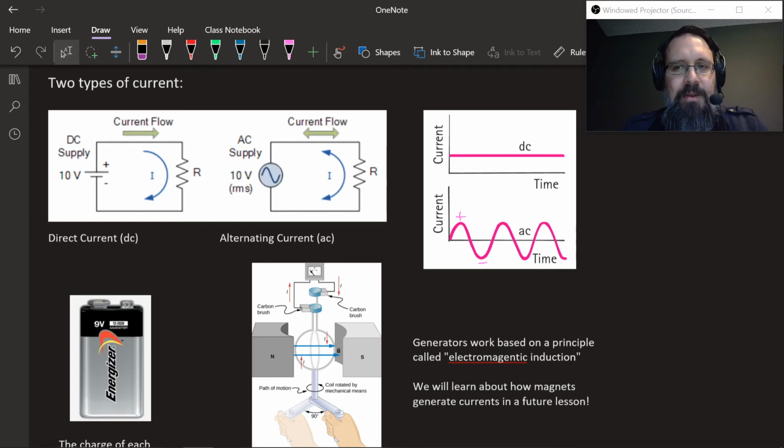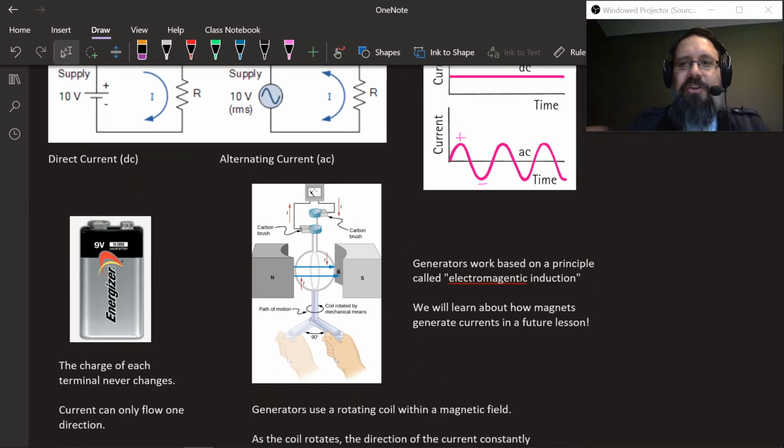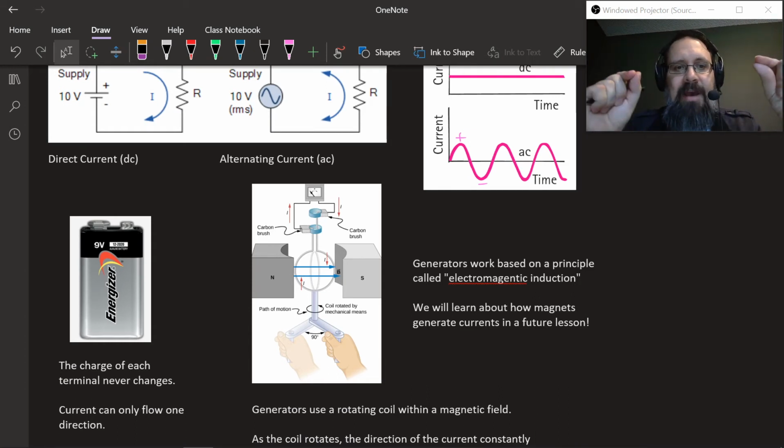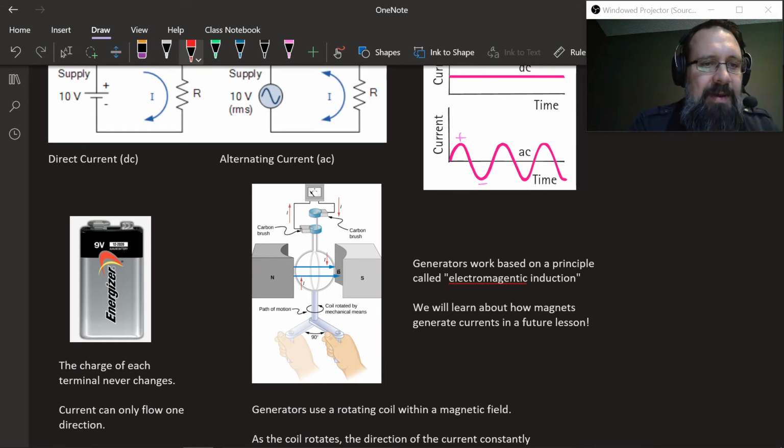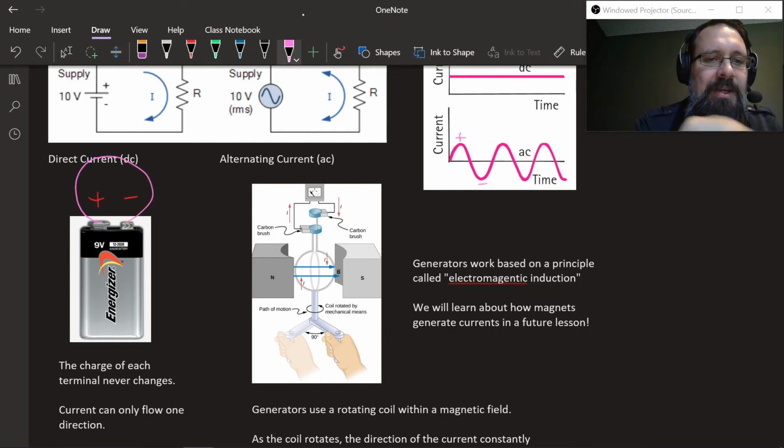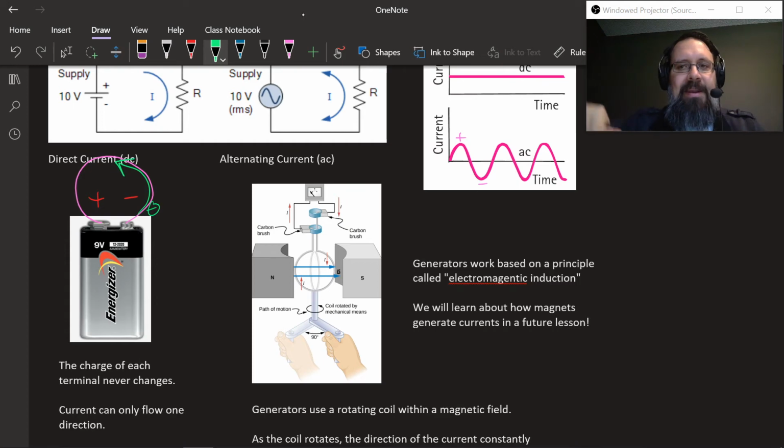What you just said, Mira, is exactly right. Batteries create direct current. The reason is that the terminals in the battery, the positive and the negative terminals, never change. The positive side is always positive and the negative side is always negative because there's a chemical reaction taking place that's separating the charges in that way. So the current will always flow. If I connect a wire across these two terminals, the electrons are always going to flow towards the positive side and be repelled by the negative side.